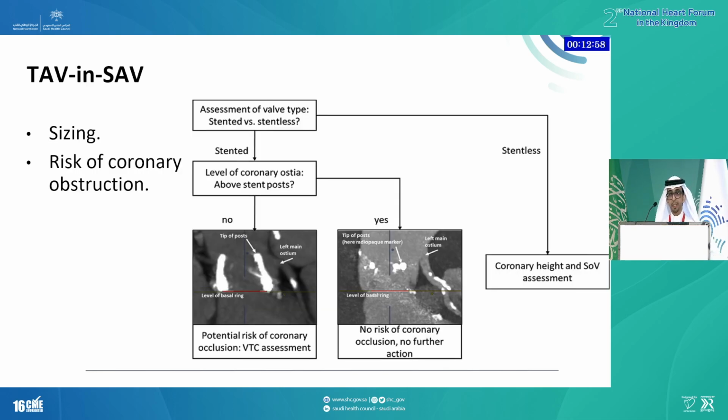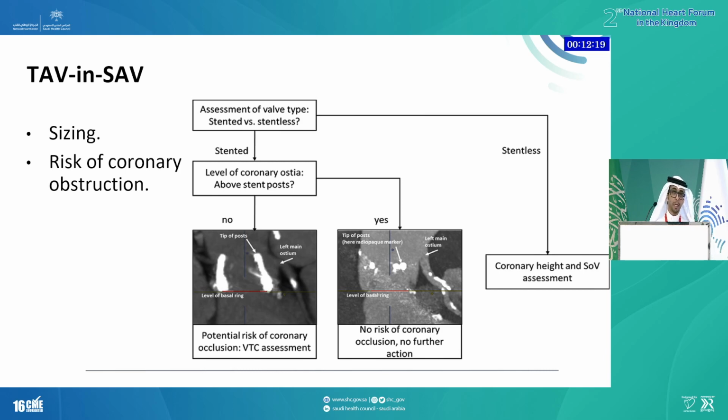For TAV in SAV, usually we don't actually need CT for sizing of the valve, because we know the size of the surgical valve from the surgical note, and then we can go to the vendor chart and get the inner diameter of the prosthesis. Sometimes we don't know the size of the valve or the vendor, so then we can use CT to measure the inner diameter. More important than that is to predict the risk of coronary obstruction.